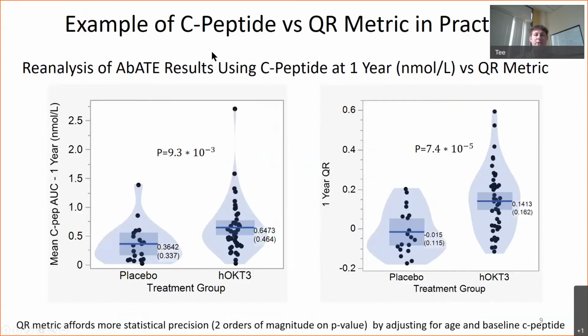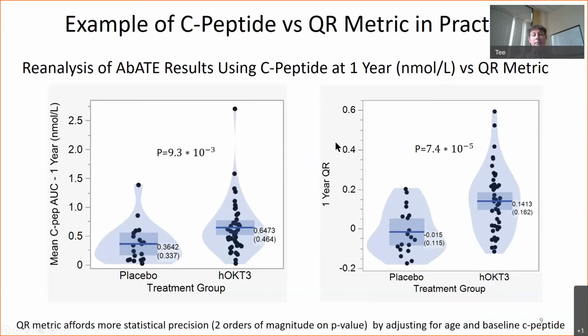So in this example, I'm just giving a reanalysis of the ADATE trial using C-peptide at 1 year versus the QR metric. So on the left, we have mean C-peptide at 1 year, and we're just showing the value for every subject, placebo versus the treated group. And this was a positive study in that the treatment did significantly improve C-peptide outcome. The p-value was about 10 to the minus 3.